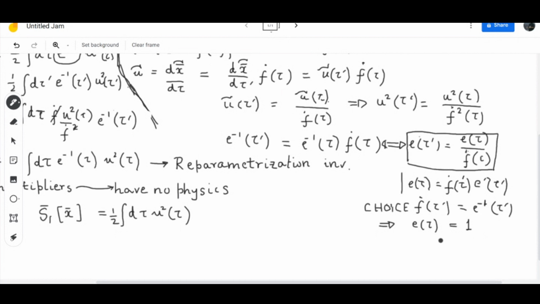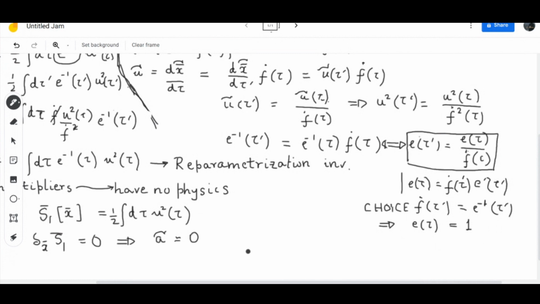But that also fixes my Lagrange multiplier to be something which is very simple, giving me this as the action. So you see, this is not the same action as in the massive case. There is no square root in this action. However, I can now solve for delta x bar. I can make the variation of S bar 1 equal to 0, and this implies the expected result, x double dot equal to 0.